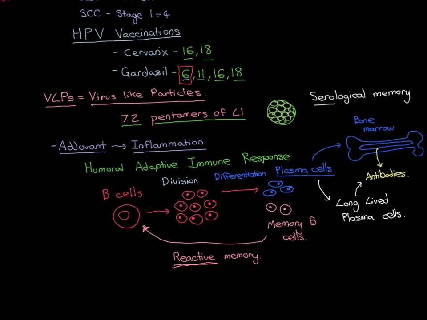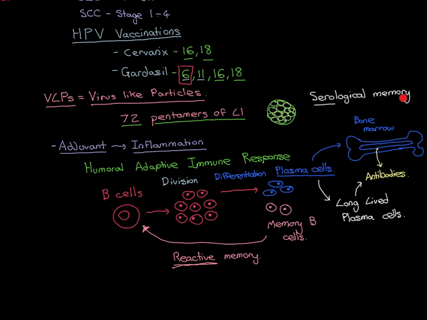So these memory B cells are replacing the original B cell, and because you've got more, that means that if you're infected a second time by HPV6 and you want to launch a humoral adaptive immune response again against the L1 protein of HPV6, you'll get the response being initiated quicker and it will be bigger. You'll get loads of plasma cells being produced very quickly. Okay, so that's just a little reminder of the humoral adaptive immune response then.